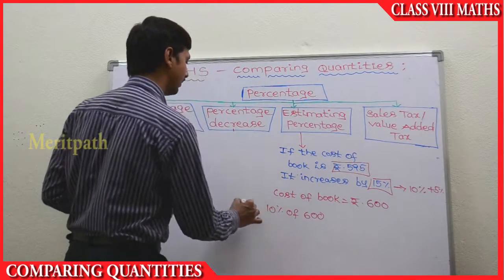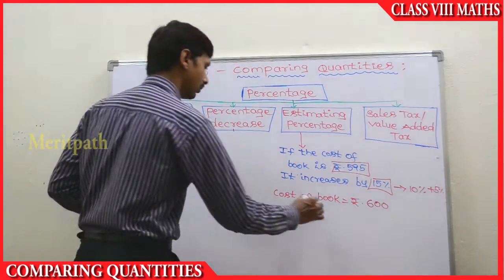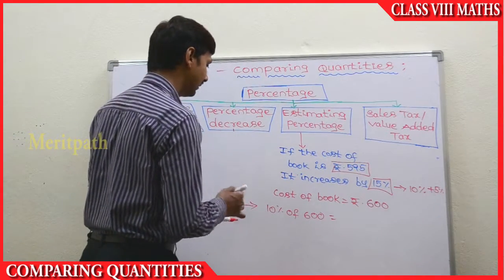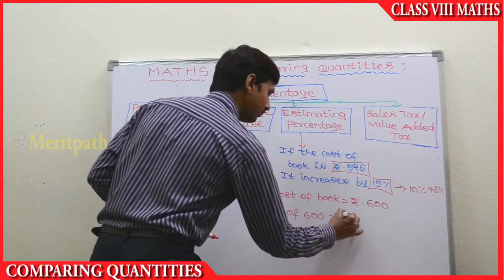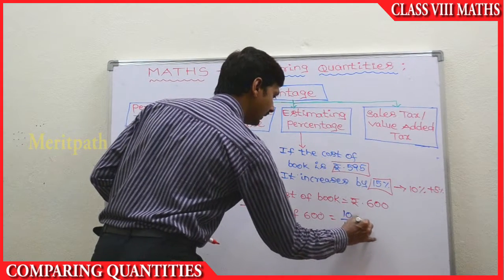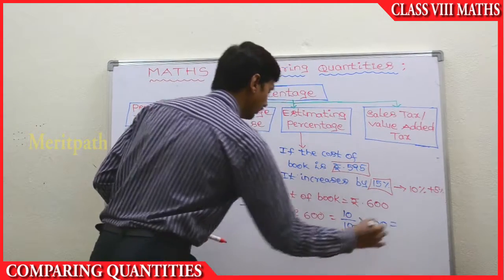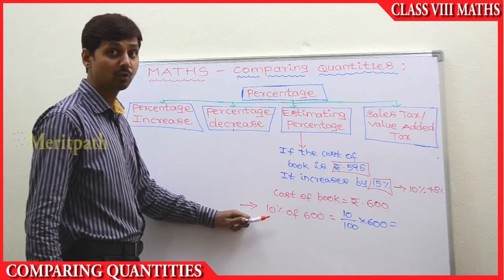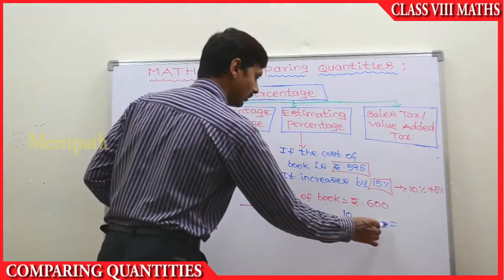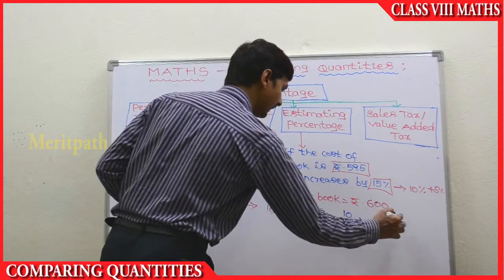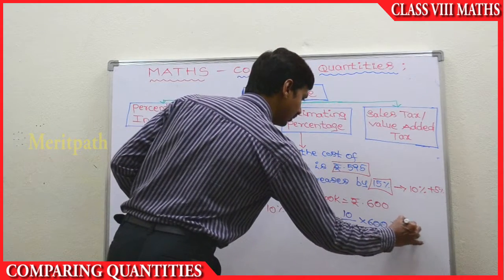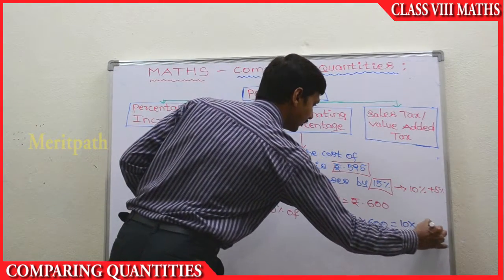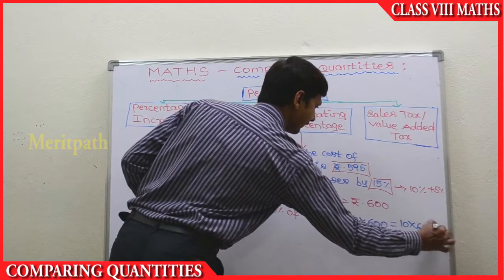What is 10% of 600? Let's calculate. We know that it is 10 by 100 into 600, because a percentage is calculated out of 100. So let's do the cancellation. The two zeros will be cancelled. So 10 into 6 is 60. So this is 60 rupees.